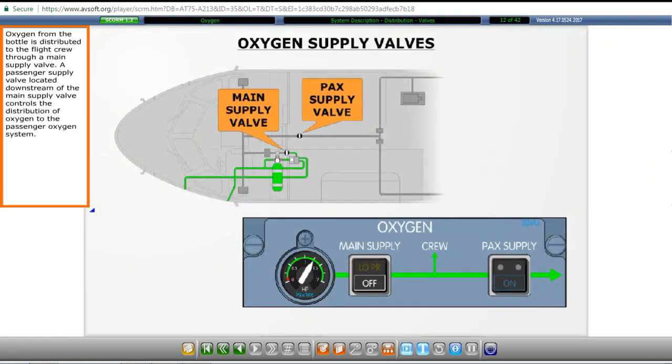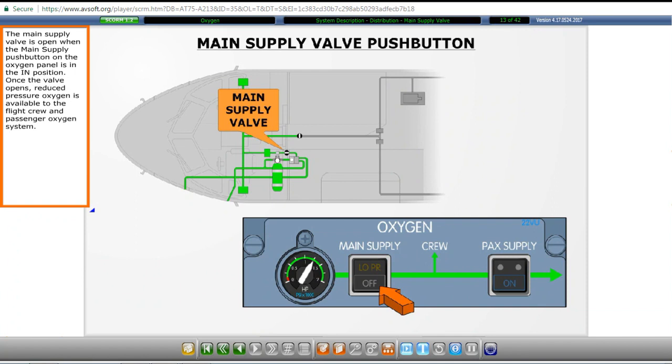Oxygen from the bottle is distributed to the flight crew through a main supply valve. A passenger supply valve located downstream of the main supply valve controls the distribution of oxygen to the passenger oxygen system. The main supply valve is open when the main supply push button on the oxygen panel is in the in position. Once the valve opens, reduced pressure oxygen is available to the flight crew and passenger oxygen system.